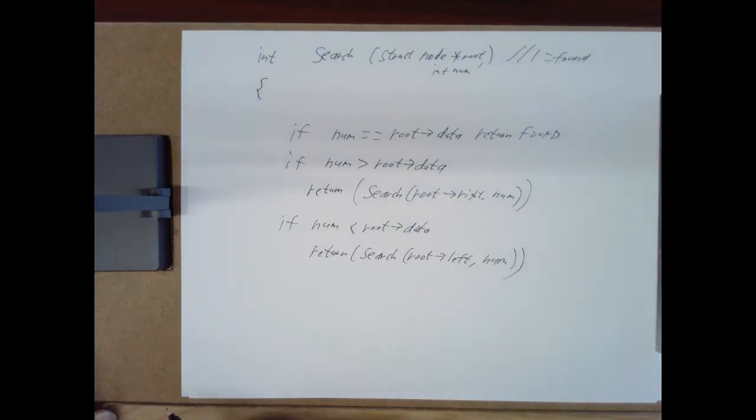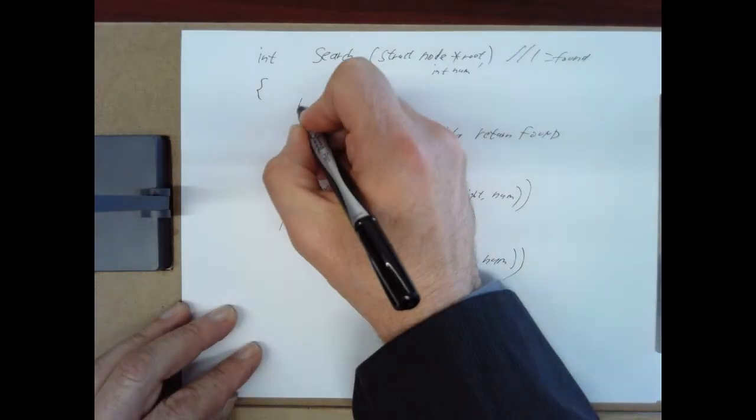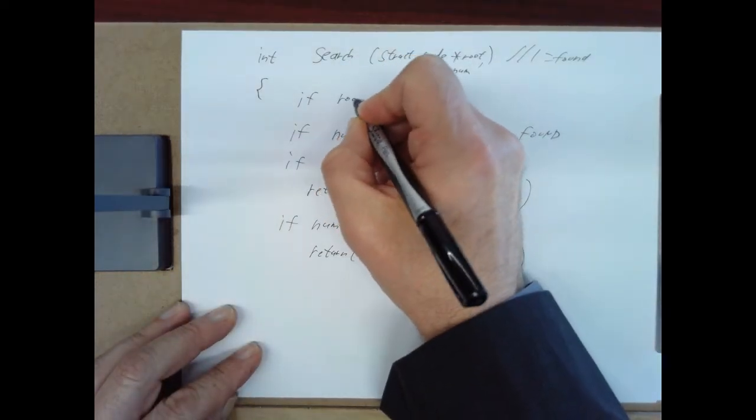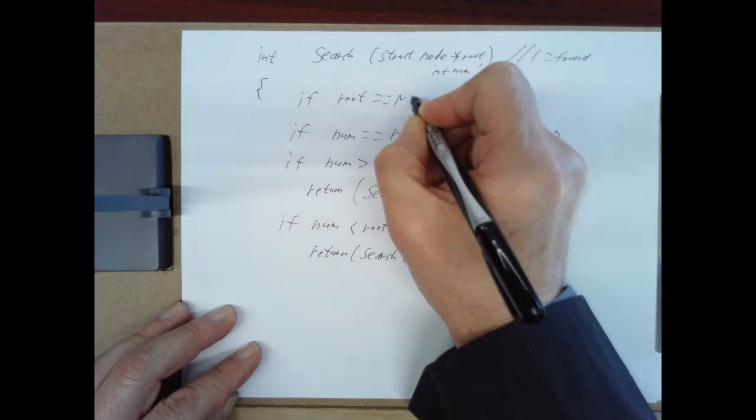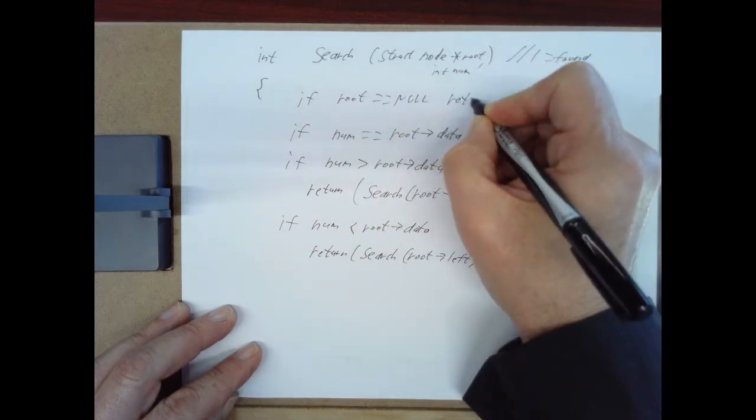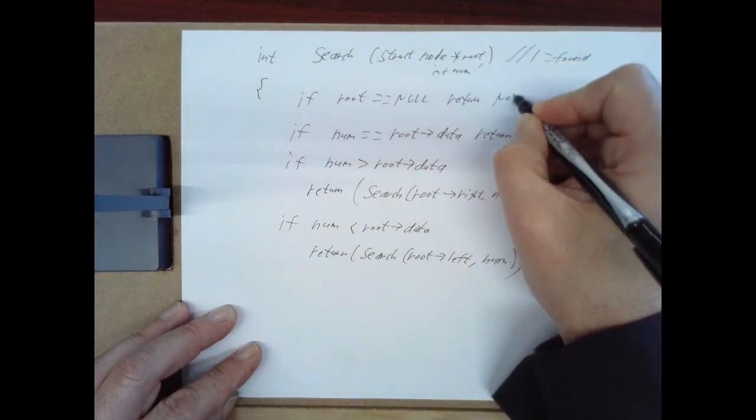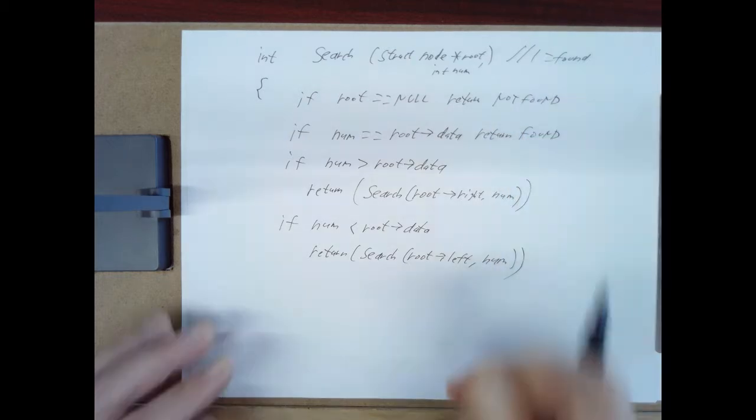And as soon as I try to look at root arrow data, I'm going to segfault. So we've got to have a base case. And our base case here can simply be if root is null, then return not found. That would work if you have an empty tree. And that'll also work if your initial root is empty.